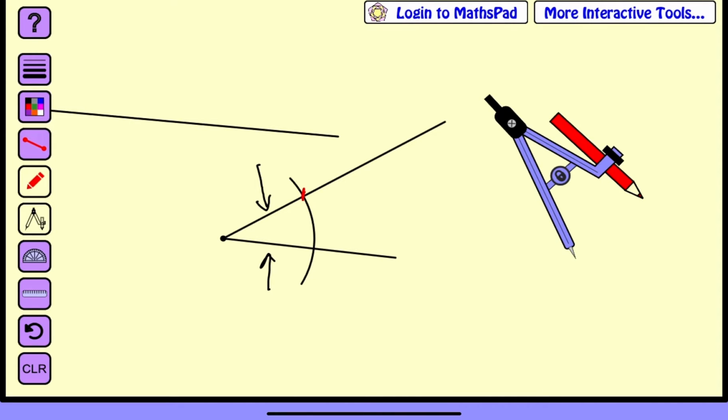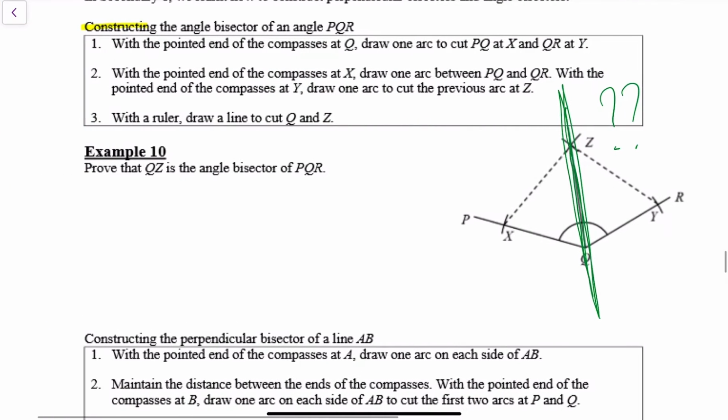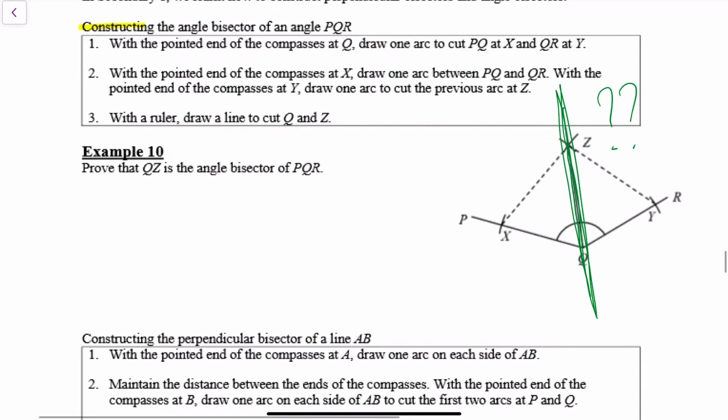You cut it here, you cut it here, and then you have 2 points here, right? So according to the diagram, this is my Q, this is my X, and this is my Y. You can look at the diagram. In other words, if I draw it like that, it means that these two are the same length. So this is the first fact that we are going to use: QX is equal to QY, because that is what we have drawn.